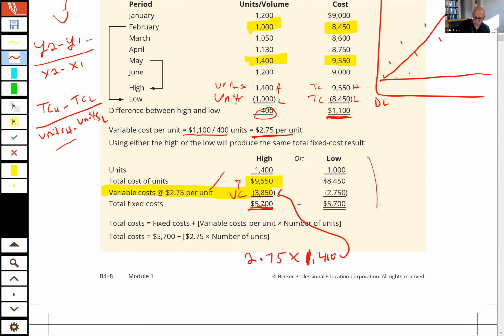You could do the same thing on the low, because you're picking these two points and saying that everything lines up on that line, even though they don't. You can't use any other point in the observation because they're not lining up on that line. So what happens? You then have an equation, and your equation is 5,700 plus 2.75. Somebody predict the units.